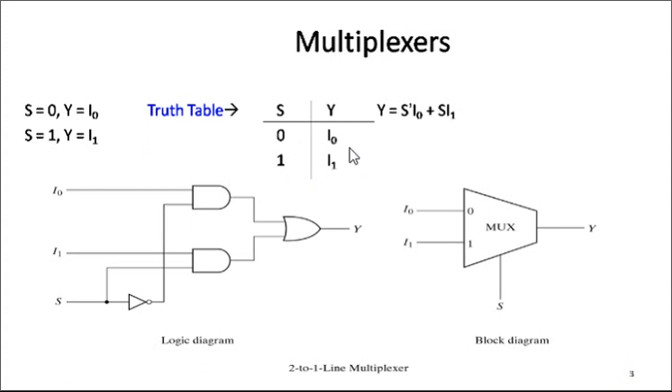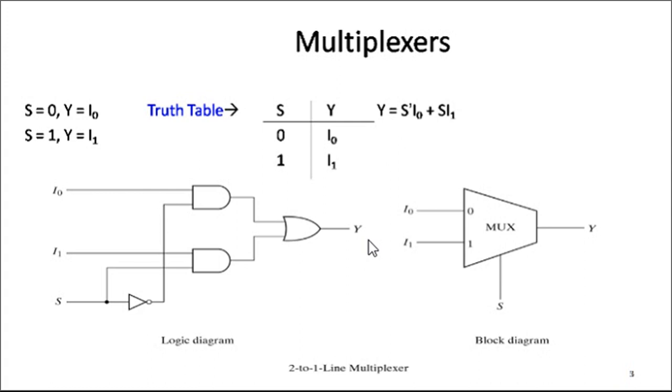And then after this we have to write the equation. Y is equal to S0 bar into I0 plus S into I1. According to that we have to draw the logic diagram. So S bar into I0 goes to an AND gate, plus, OR gate input, then S into I1 goes to an AND gate, and the plus sign means OR operation, so it is connected to the OR gate input. Finally we get the output Y.